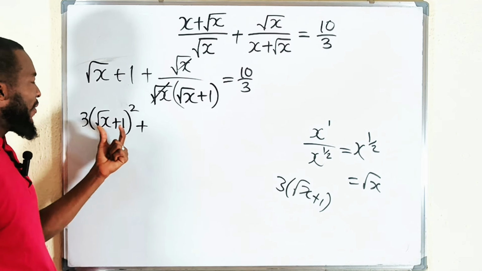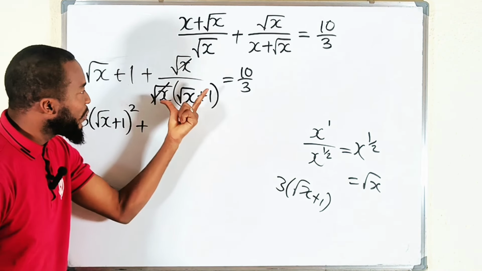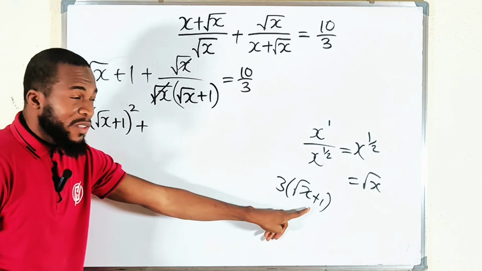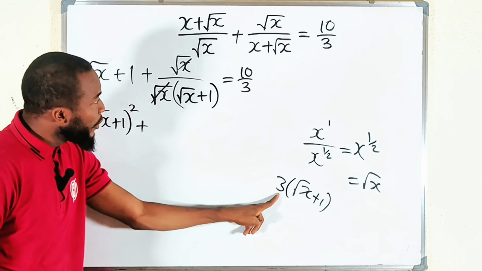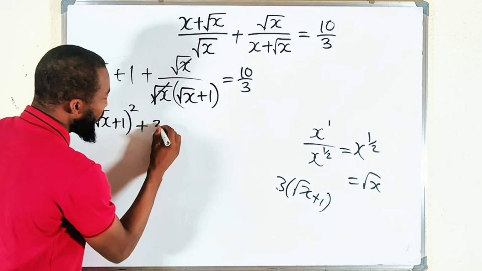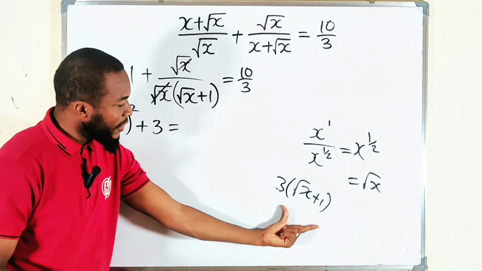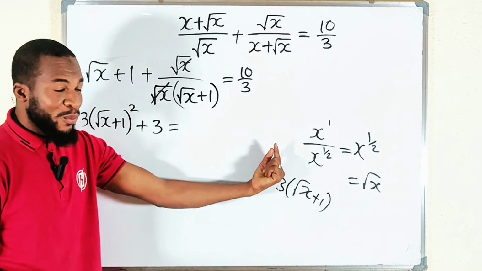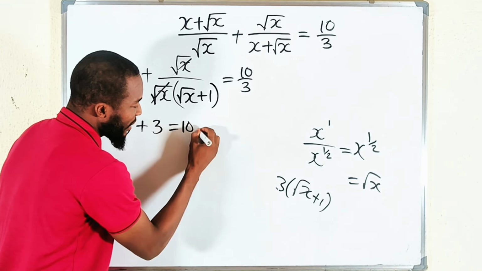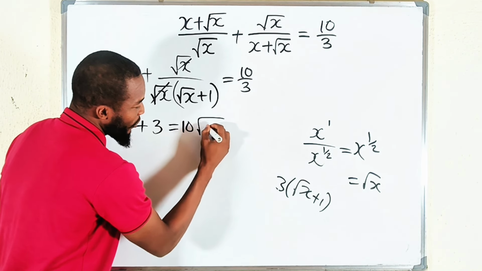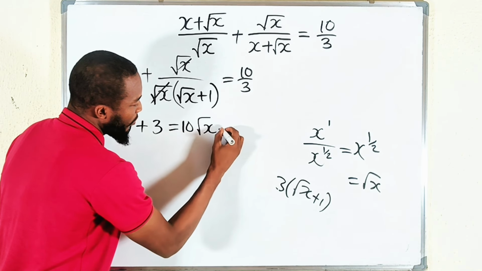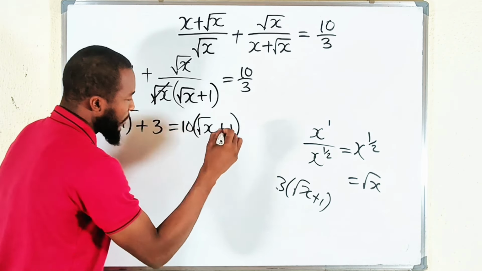Plus, if you take the whole of this, you multiply by this. Square root of x plus 1 will cancel this, but 3 will remain, right? So 3 will remain. This is equal to, take the whole of this, multiply by this. 3 and 3 will cancel. We still have 10 times the square root of x plus 1.